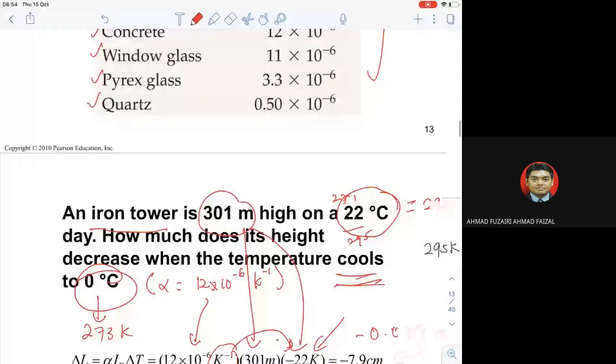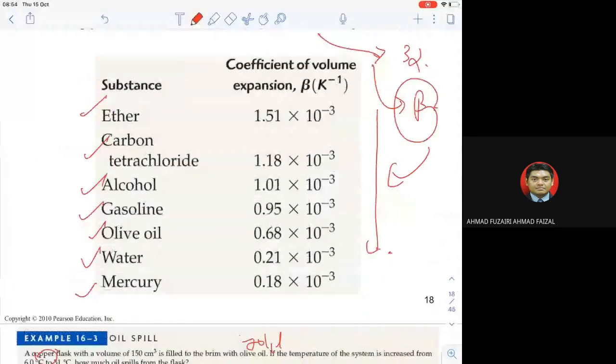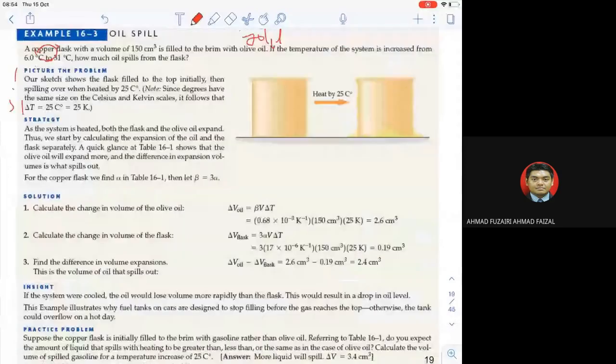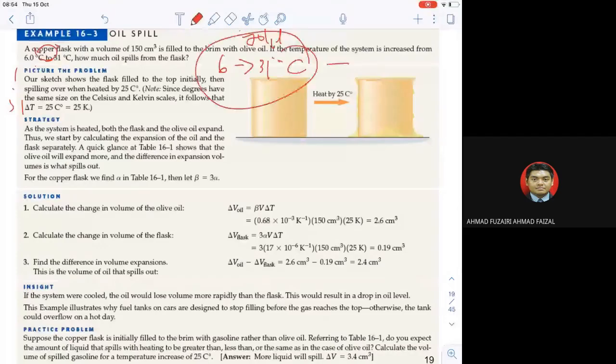olive oil, 0.68. If the temperature of the system is increased from 6 to 31 degrees Celsius, remember, 6 to 31 degrees Celsius, this should be the delta T, how much oil spills from the flask? Try to remember.